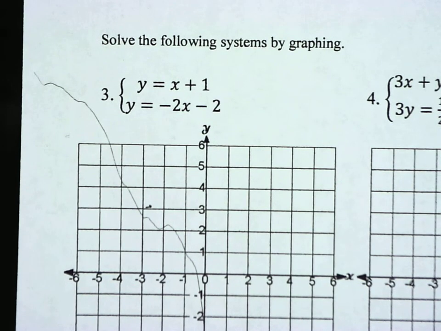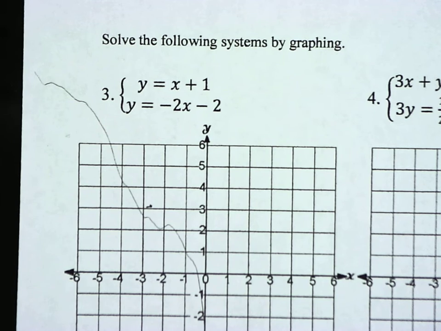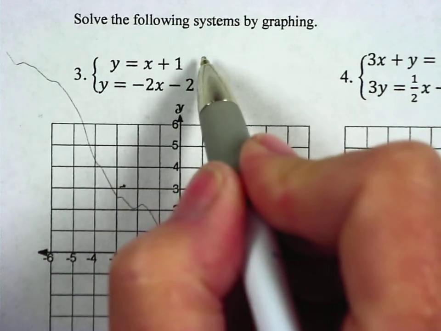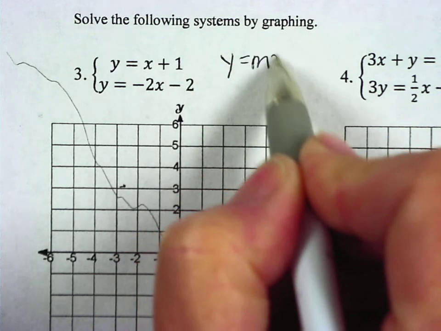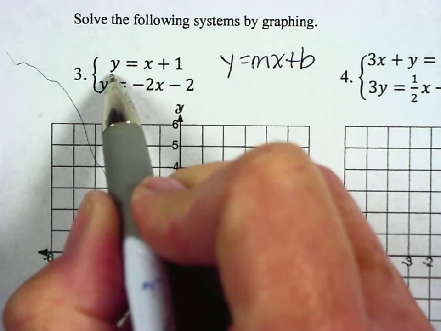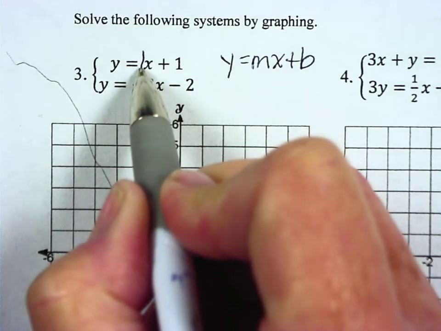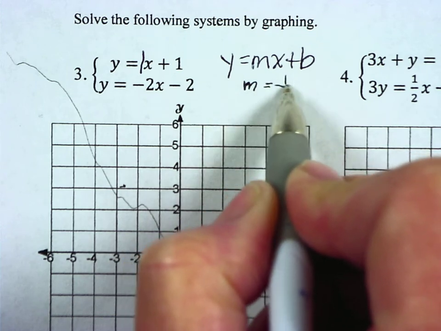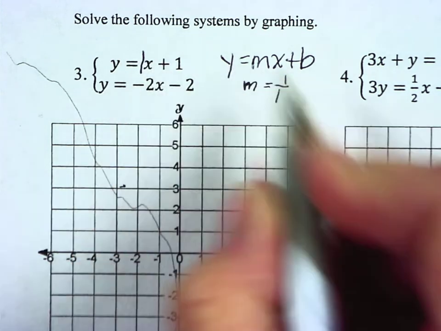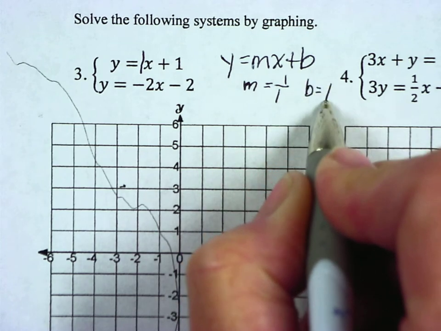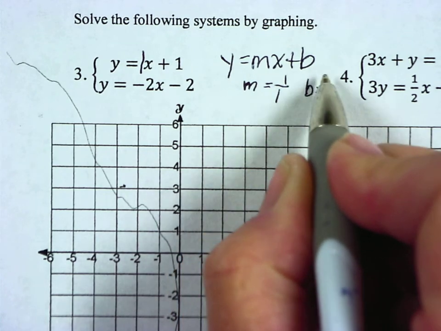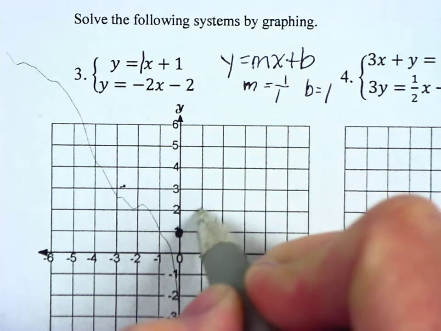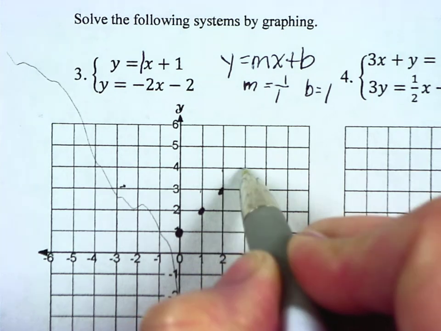Number 3 says, solve the following systems by graphing. Well, look, this is nice. It's already in slope-intercept form. So I look here, and I know that this is 1x, so I know that my slope is 1, and I'm going to show that as 1 over 1 because I need a rise and a run, and my y-intercept is also 1. So I'm going to begin at 1 on the y-axis, and my movement is going to be up 1 over 1, up 1 over 1, up 1 over 1.